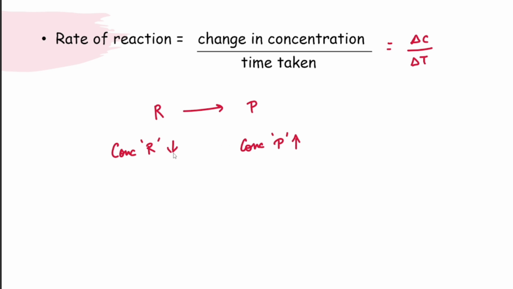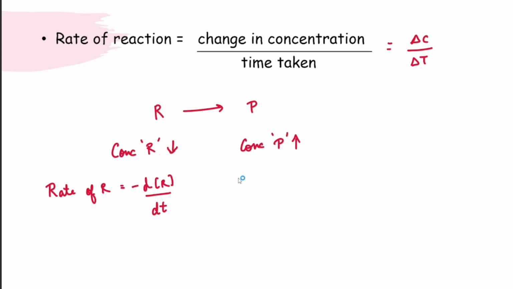So from this, we can write the rate expression. The rate of reaction for the reactant R is, that is the change in concentration, dR, and the time taken will be dt. Here we put a negative sign because the concentration of the reactant decreases.